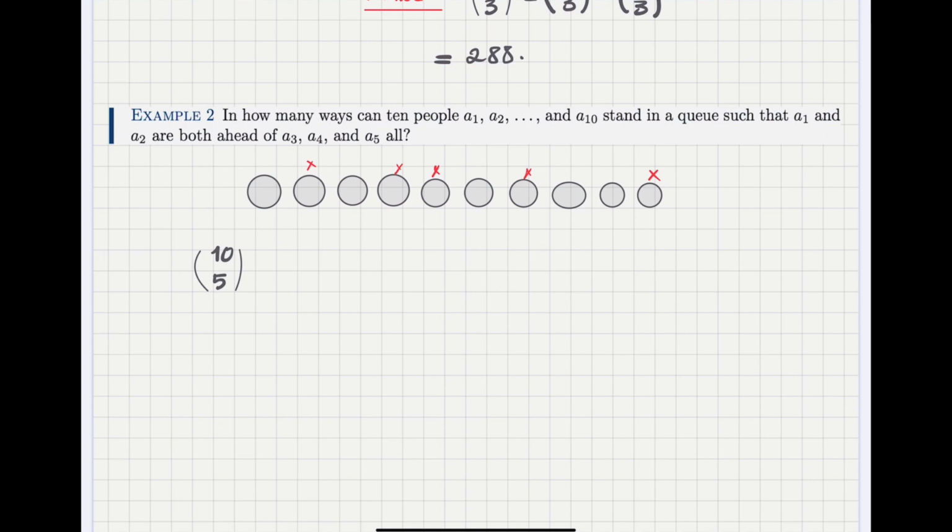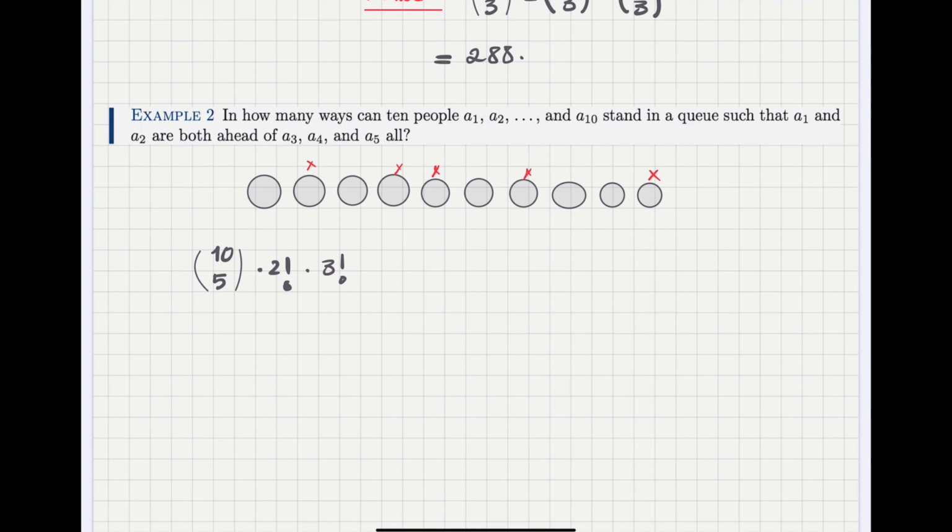If I want to respect the condition of the problem, definitely these 2 positions have to be occupied with A1 and A2. So in how many ways can these 2 positions be occupied with 2 people? It becomes 2 factorial. And now the next 3 positions, the next crossed positions, they should be filled with A3, A4, and A5, and that is 3 factorial. Okay, now I hope that you agree with me.